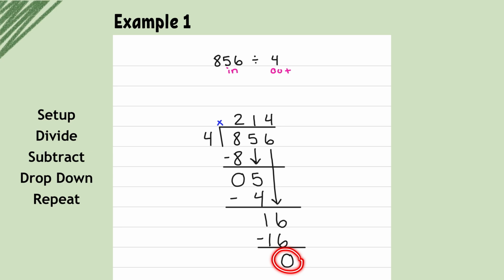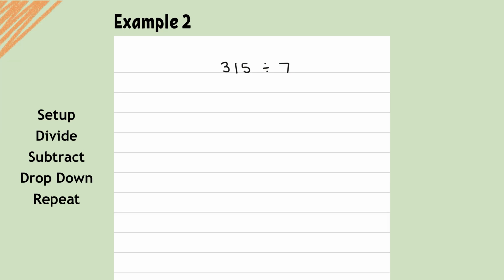Once you reach the 0 and you use all your numbers, therefore you are done and you have your final answer. 856 divided by 4 is going to be 214. This is called your quotient. Let's do it again. 315 divided by 7.